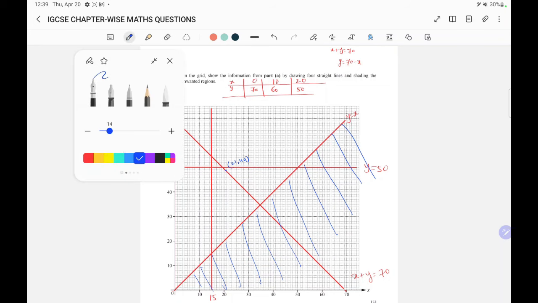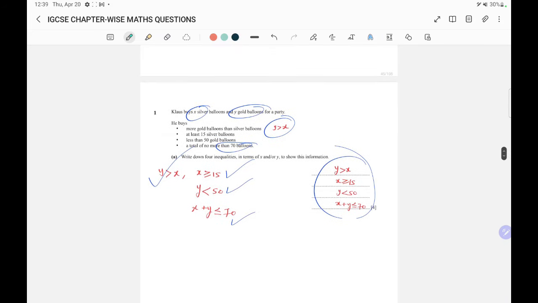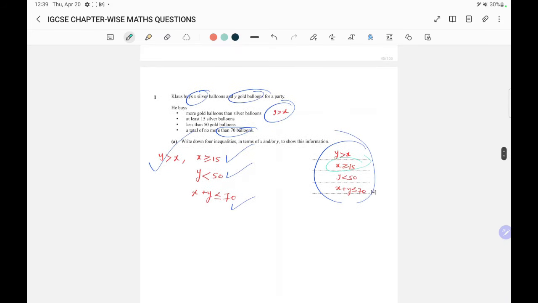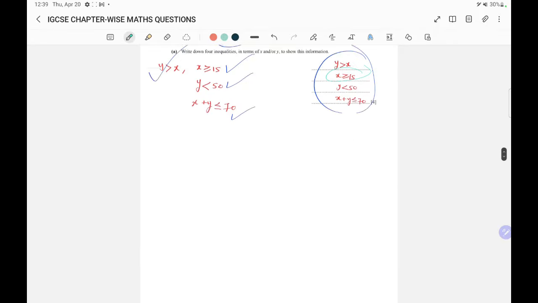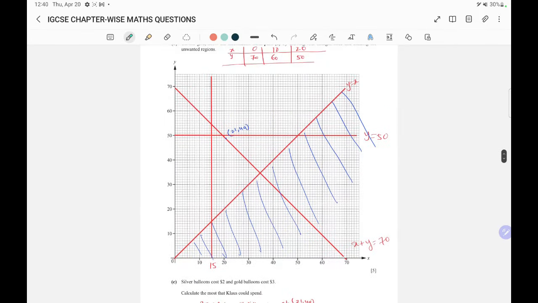Now I will use another color. Then y is greater than or equal to 15. X is greater than or equal to 15. So where is 15? Yeah, this line, you can check. This is x equals 15. So x is greater than or equal to 15. So this side is the wanted region. So this side is the unwanted region.